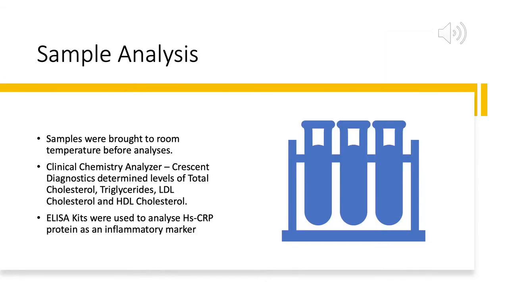These samples are then sent for analysis. They were brought to room temperature, then the levels of total cholesterol, triglycerides, LDL cholesterol, and HDL cholesterol were analysed through a clinical chemistry analyzer, whilst the level of hs-CRP protein was determined through an ELISA kit in flow cytometry.